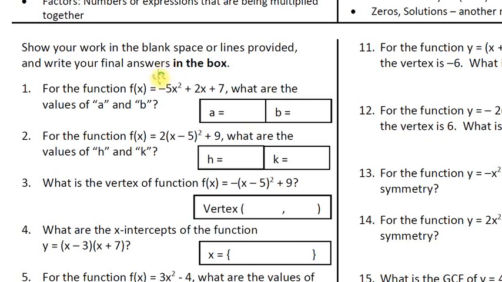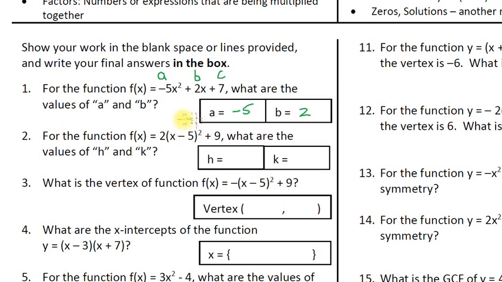That means the a is on the squared term, the b coefficient is on the variable without a squared exponent, and the c is the constant. So in this case we have an a value of negative 5 and a b value of 2.